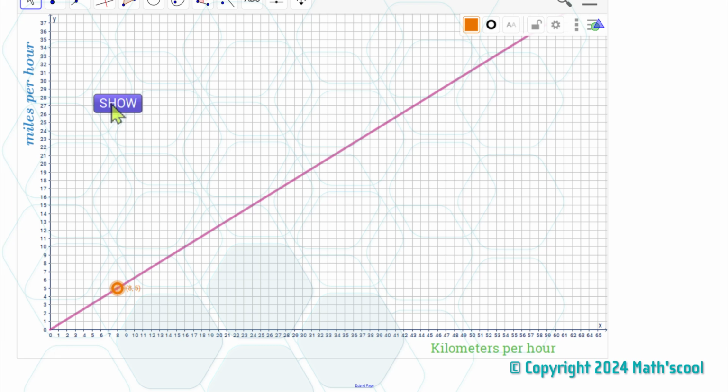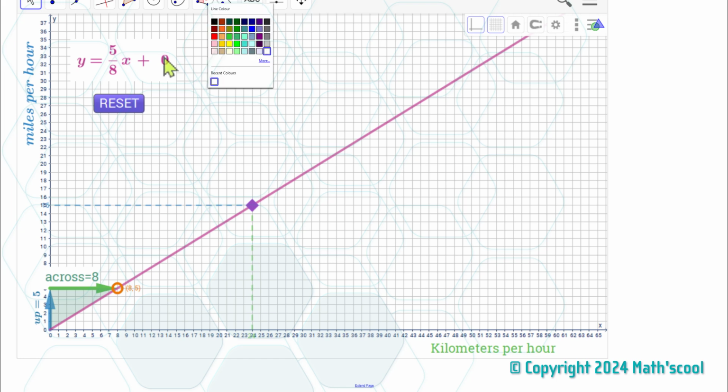I haven't given it a y-intercept. And so that equation will just be y equals 5 over 8x plus 0. You don't even need the plus 0 here. It's not necessary because the y-intercept is 0. So we can just call it y equals 5 over 8x.